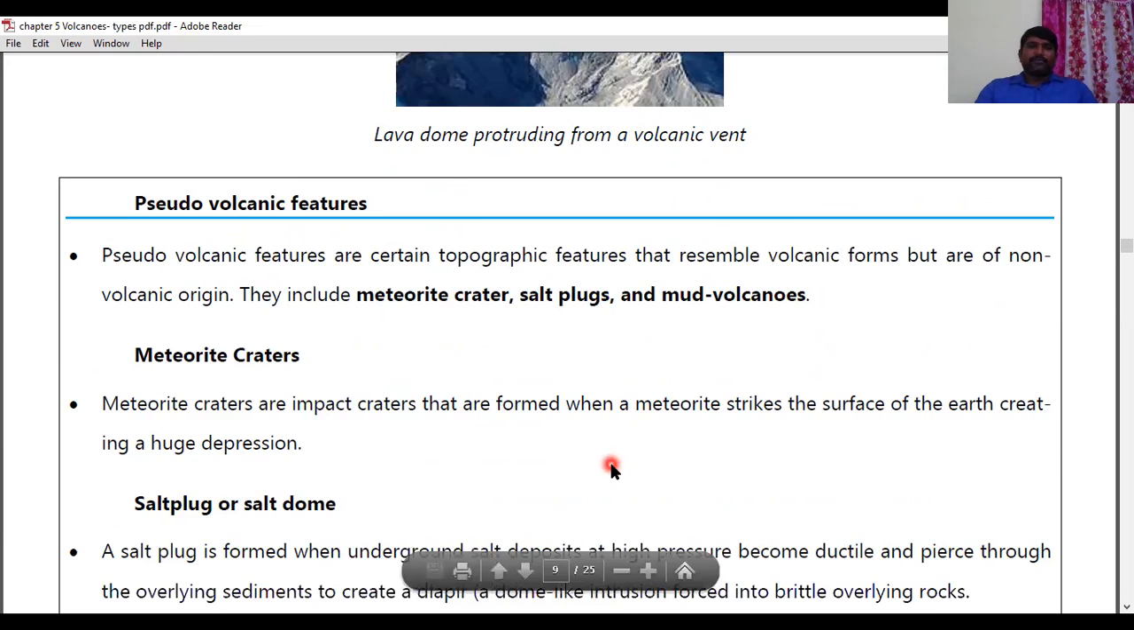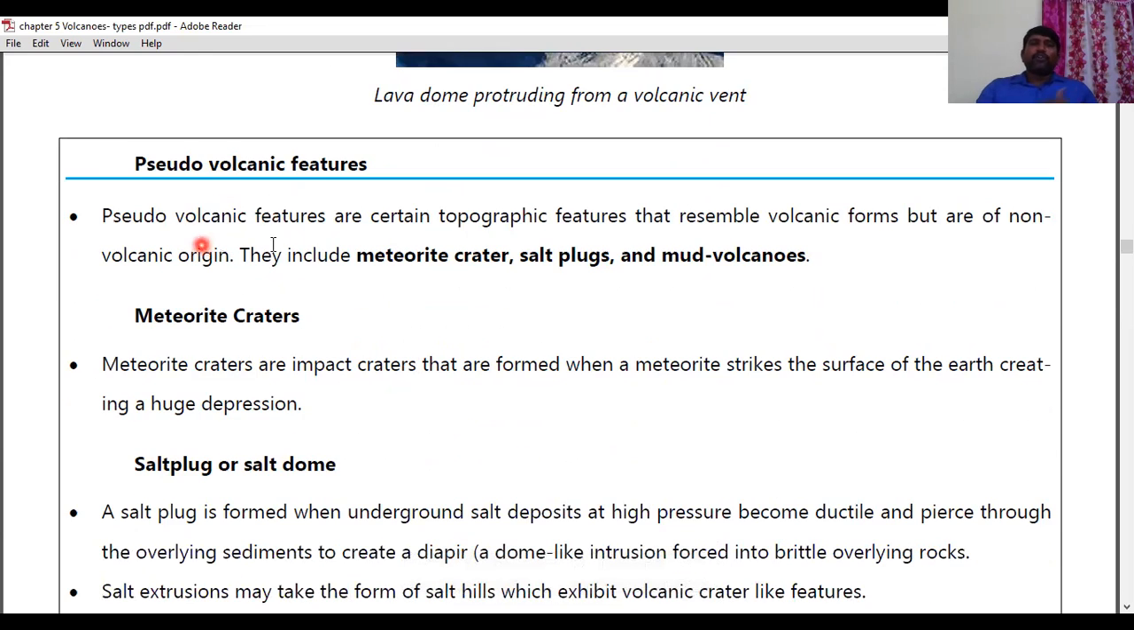Pseudovolcanic features. Pseudovolcanic features are certain topographic features which resemble volcanic forms but are non-volcanic in origin. They include meteorite craters, salt plugs, and mud volcanoes.